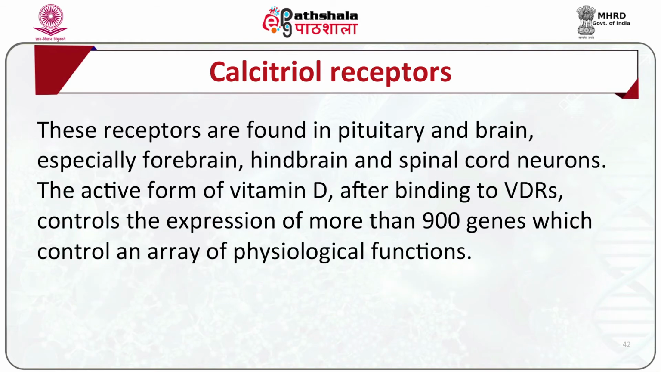These receptors are found in pituitary and brain, especially the forebrain, hindbrain and the spinal cord neurons. The active form of vitamin D after binding to VDRs controls the expression of more than 900 genes which control an array of physiological functions.